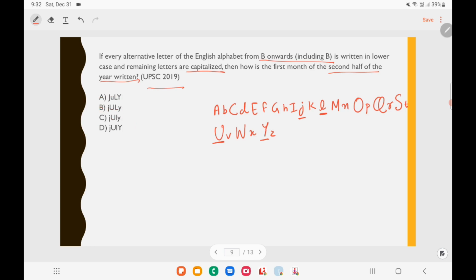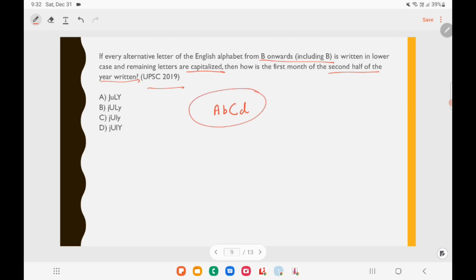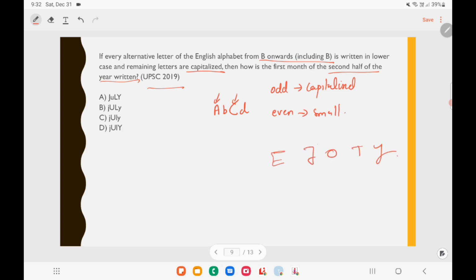Or another way in doing this is, for example, you don't want to write all these things, okay? So this is going like this: A, B, C, D, E, F, G, H, etc. A is in capital letter, B is in small letter, etc. So here what you can see is that A is the first letter, C is the third letter. So odd letters are capitalized. I mean the letters corresponding to odd numbers are capitalized, right? Then even will be small letters or lowercase letters. So we know EJOTY, right?